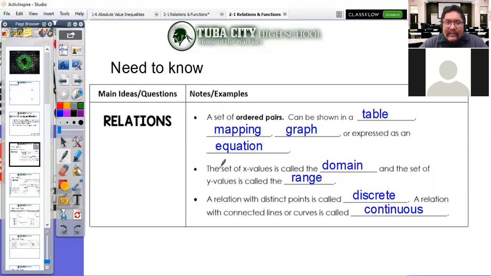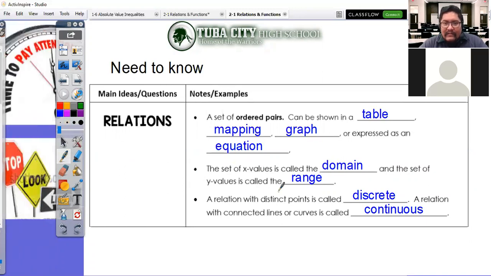So some other things we need to know are the set of X values is called the domain, and the set of Y values is called the range. So those might sound familiar to you. Domain is X, range is Y, keeping it simple.